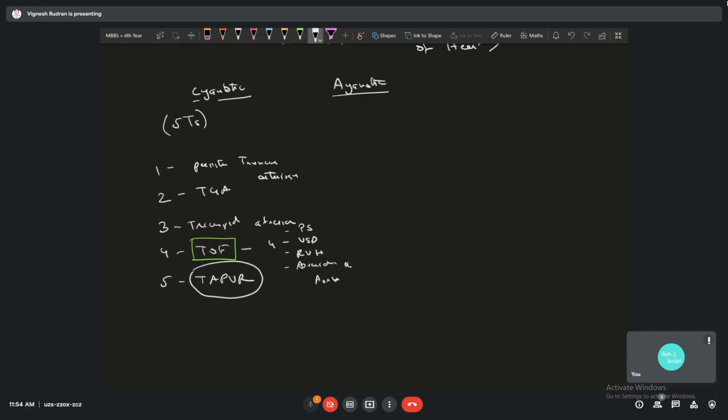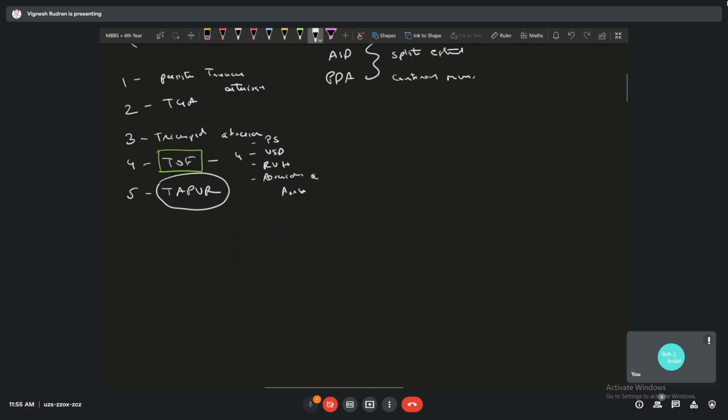Next one is your acyanotic heart disease. So acyanotic, you have VSD, ASD, and PDA. Okay. For all of these, you have specific murmurs. For VSD, you have a pansystolic murmur. For ASD, you don't have any murmur, but you have an extended split of S1, S2, and then PDA, you have a continuous murmur.